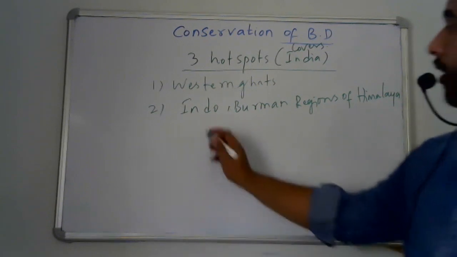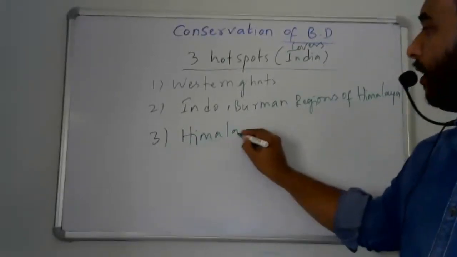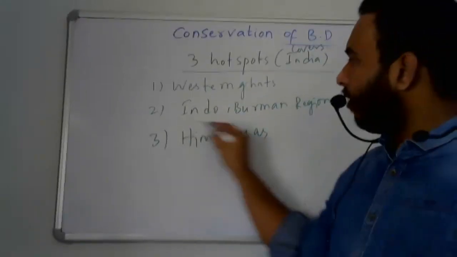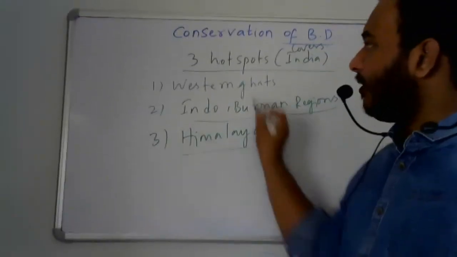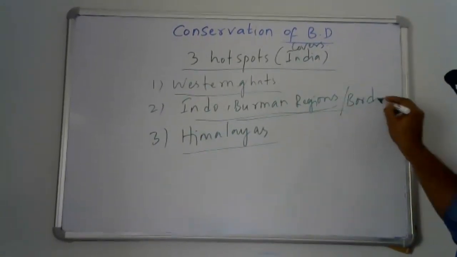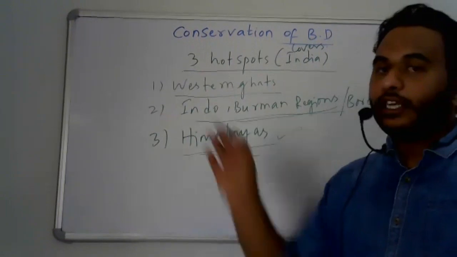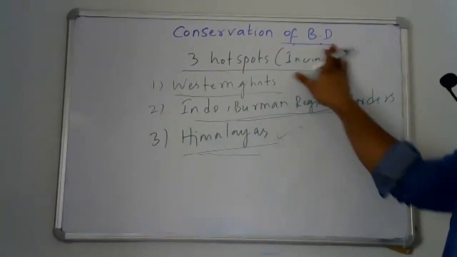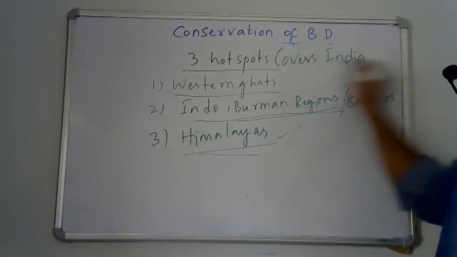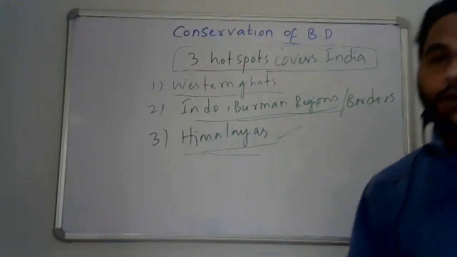The remaining part of the Himalayas. Indo-Burman regions itself we can consider as a hotspot, and separately the Himalayas are a hotspot. Western Ghats, Indo-Burman borders, and Himalayas: these are the three hotspots which cover India. So hope you all understood.